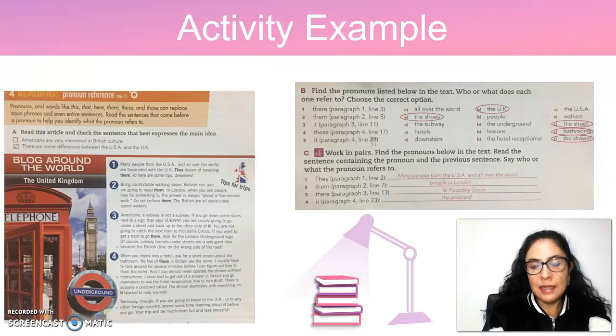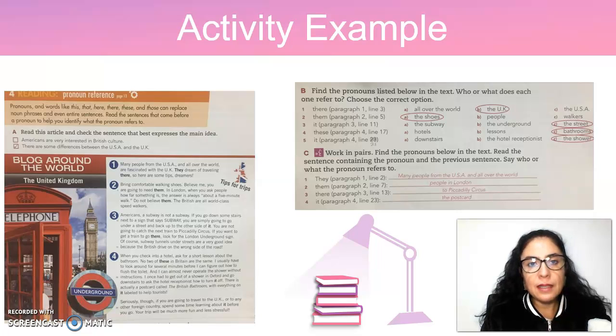Finally, I have an example of an activity to use CLIL. This was taken from the book Open Mind Level 2. In this particular activity, we are focusing on reading. At the beginning of the activity, we have a note talking about pronouns, which will be the focus of the reading. But the important thing here is that the reading material is an authentic material talking about the United Kingdom.